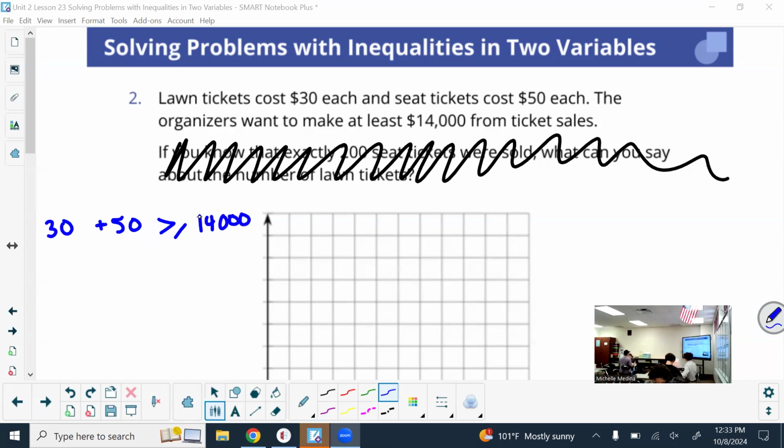Are we missing anything, class? Okay, because we don't know how much they're selling of each, right? And in the last problem, we did that X was the number of lawn tickets and Y was the number of seat tickets. So let's try to keep it consistent. Let's not switch it up randomly. So should it be 30y plus 50x, or 30x plus 50y?